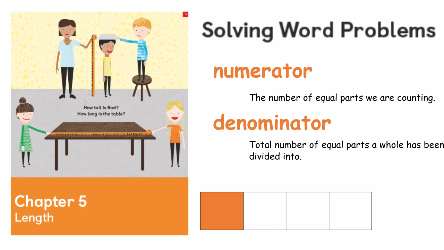What fraction of my shape is shaded? Can you write it down? My denominator is going to be 4 because there are 4 equal parts. My numerator is going to be 1 because I'm counting one of those 4 equal parts. So the fraction that's shaded is 1/4.